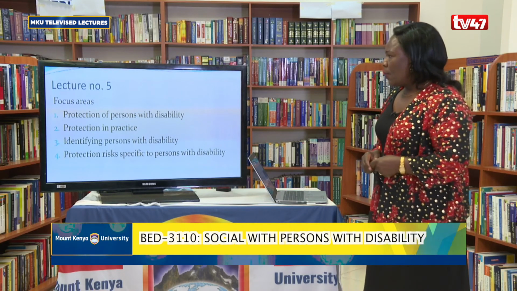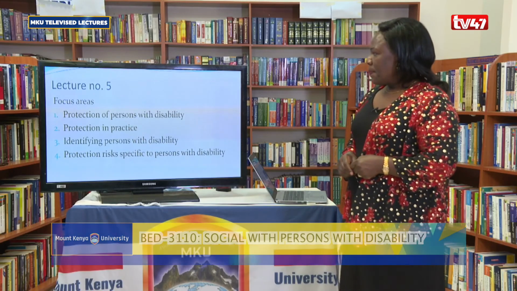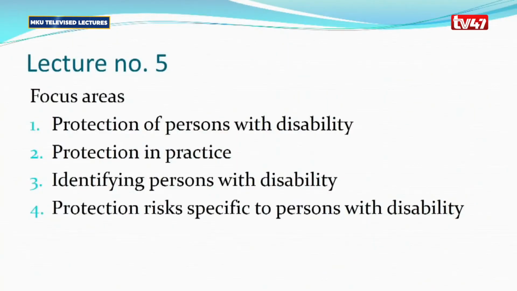All right. We get to our lecture number 5. The focus area for lecture number 5 is protection of persons with disability. How do we protect them? Protection in practice. Next, identifying persons with disability. How do we identify them? Because as we have seen, some of them are hidden. They are locked. Next, protection risks specific to persons with disability.